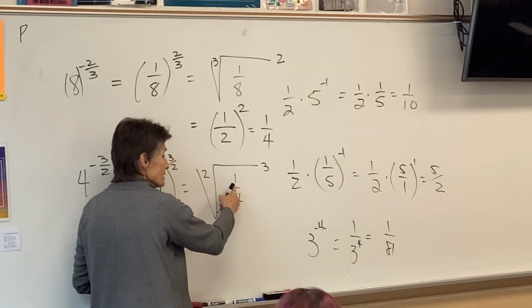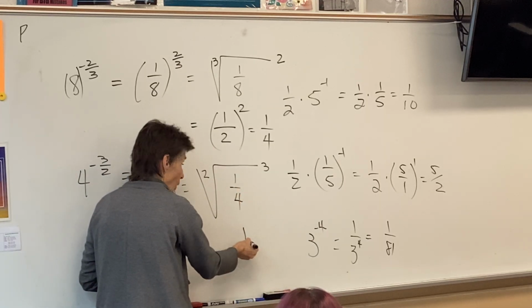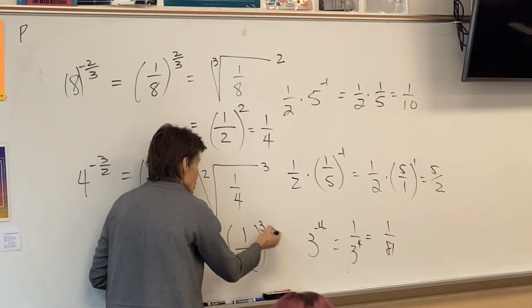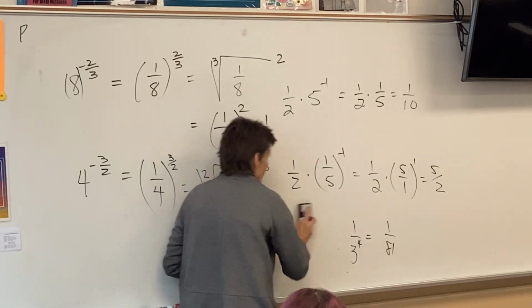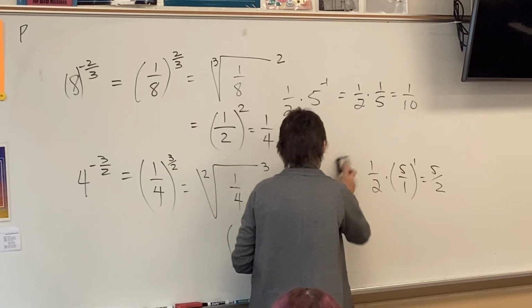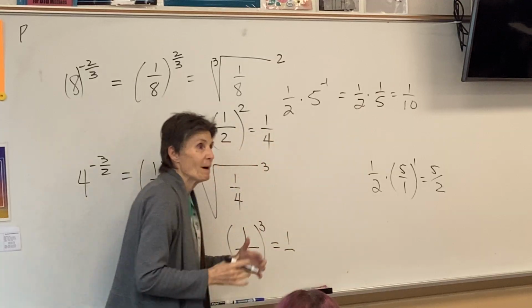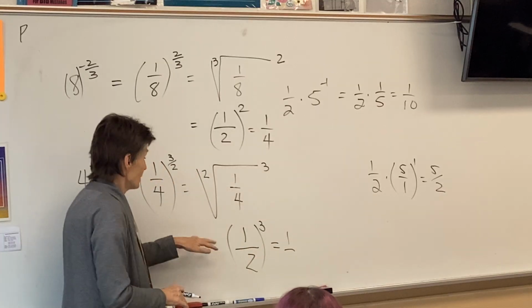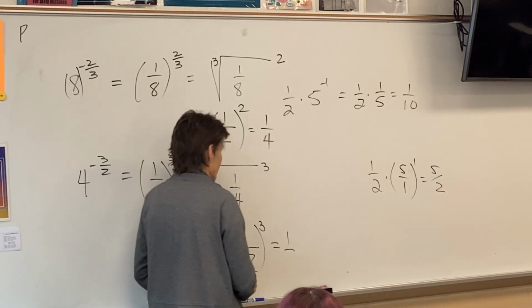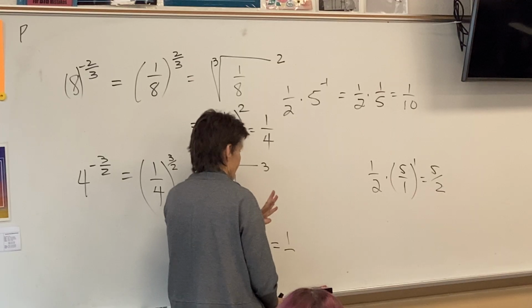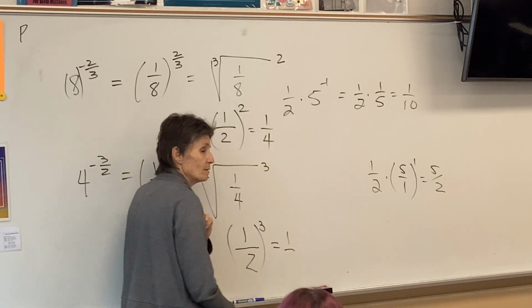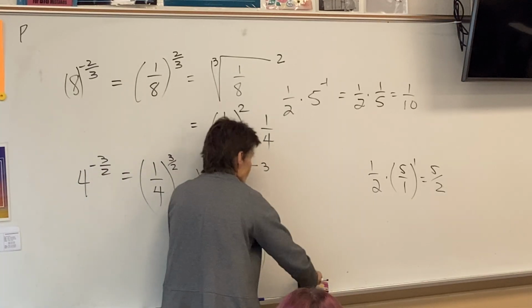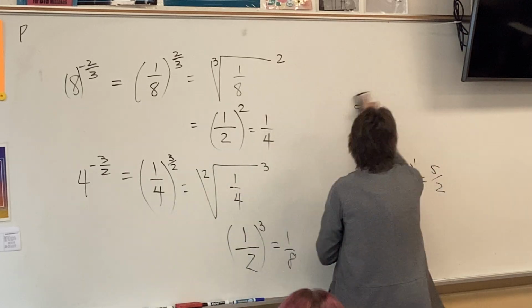The square root of 1 is 1. The square root of 4 is 2. But now I have to cube that. So 1 cubed is 1. 1 to any power is 1. Any root, any power, you've got a 1, you've got a 1. That's it. 2 cubed is... 2 cubed is not 4. 2 cubed is 8. So the answer to that problem is 1/8.